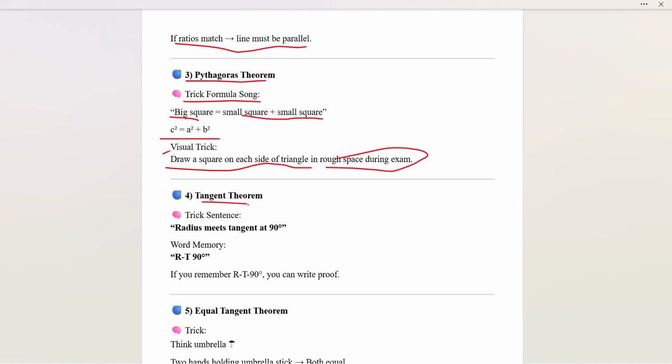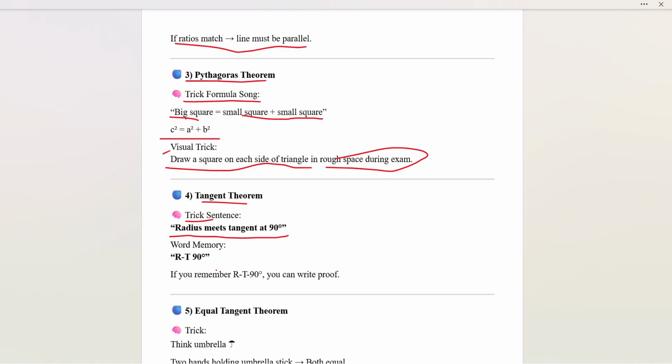Okay, so move to the next. It is a tangent theorem. So the trick sentence is: a radius meets tangents at 90 degree. Okay, so that's a trick sentence. They can't directly ask in your board exam to prove the tangent theorem. They ask some statement given, and after that prove that something.